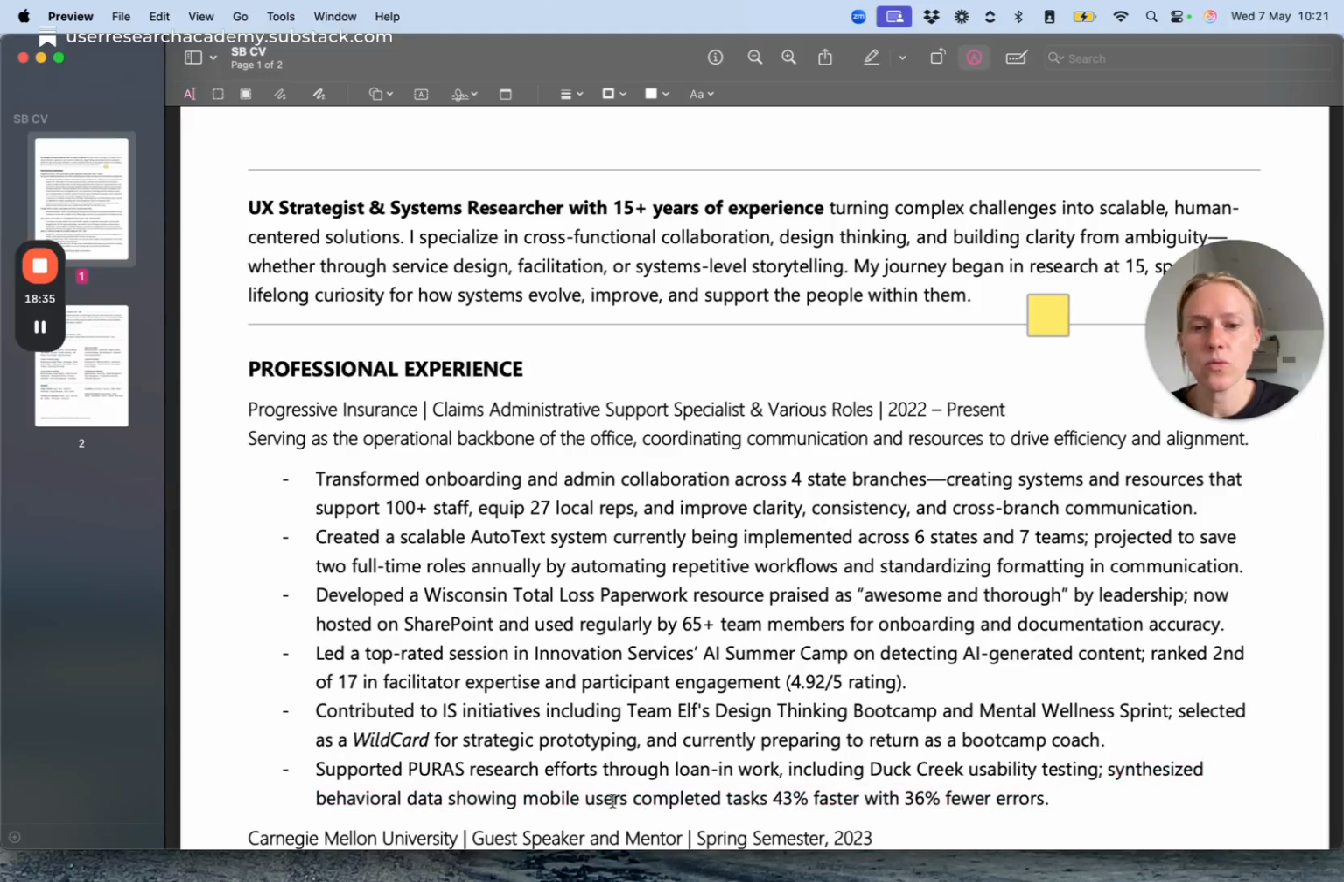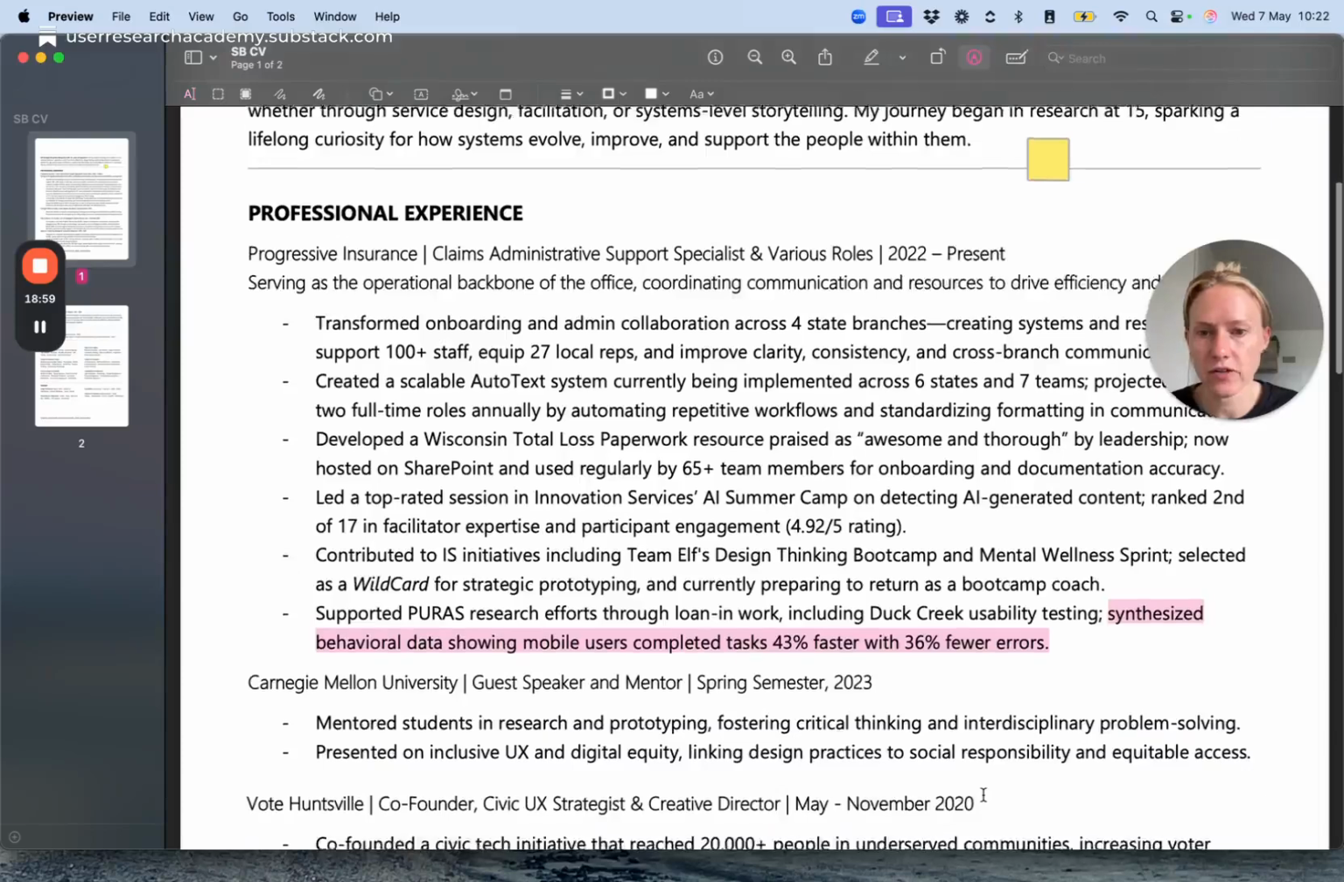changes, which meant that users can now complete tasks 43% faster with 36% fewer errors. I would just make that a little bit more clear, as in, conducted usability testing, which led to insights and changes, resulting in users being able to complete tasks 43% faster with 36% fewer errors.